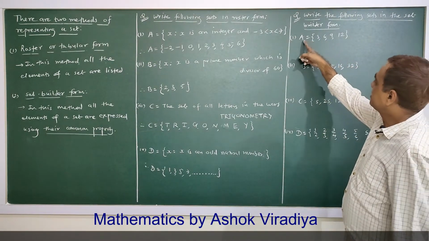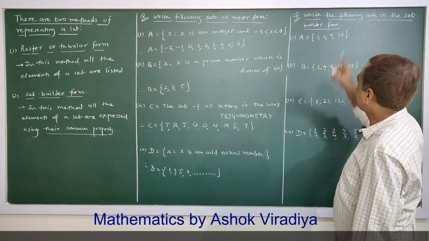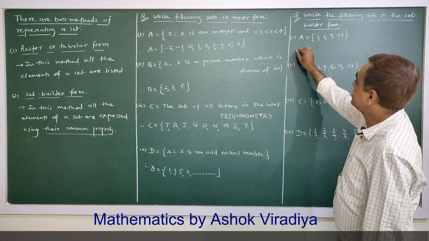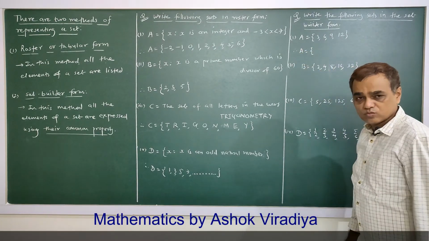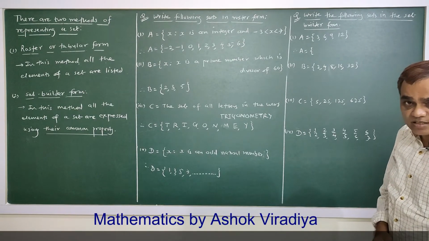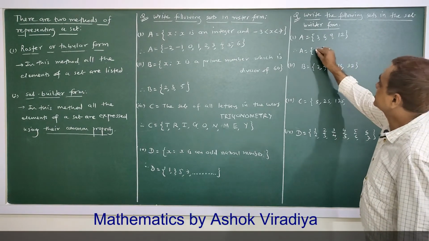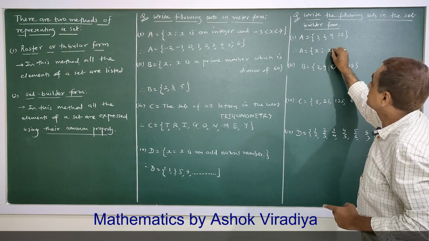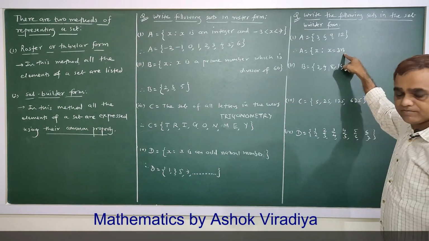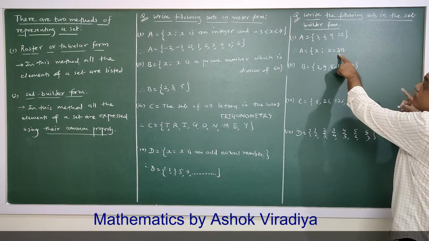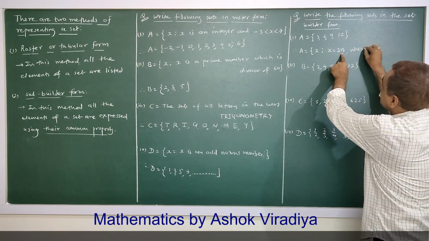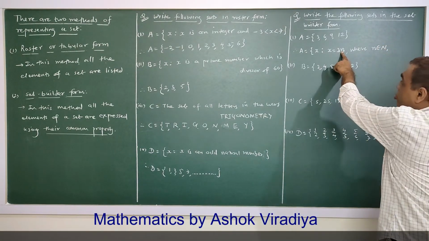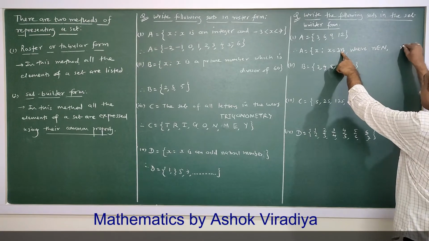See, here A is the set of numbers 3, 6, 9, 12. You can see that these are multiples of 3. So we can express the common property this way. A is the set of all X. Now what is X? X is a multiple of 3, that is 3n. But not all multiples of 3. So we put here a restriction that this n is a natural number, and not any natural number.